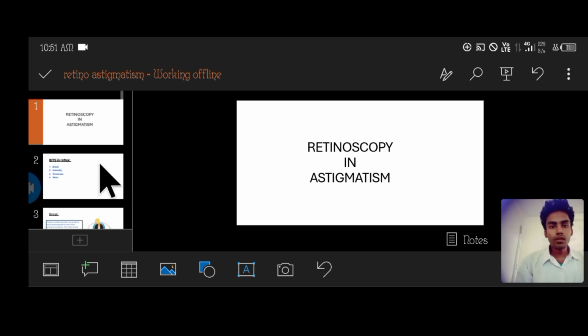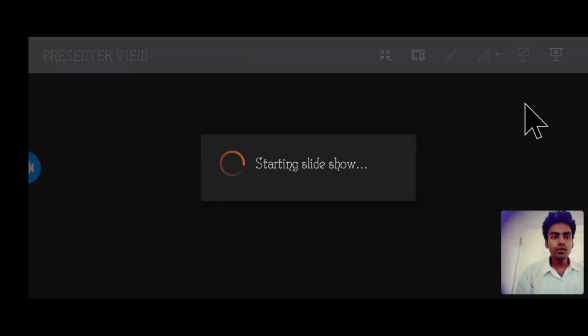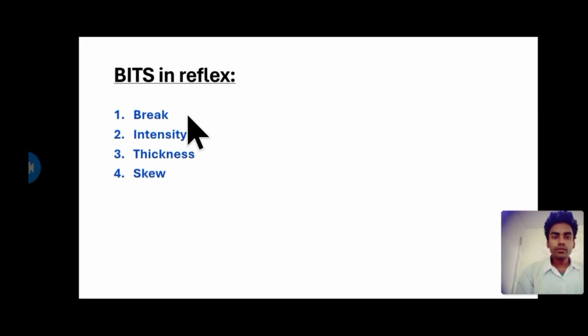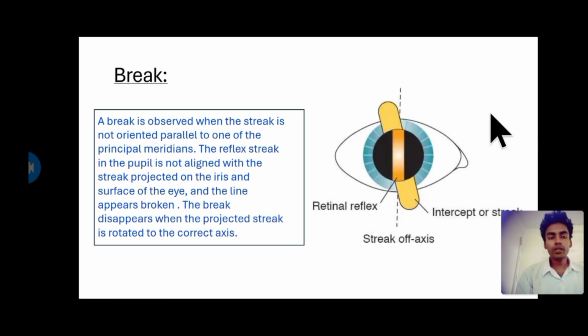In the next slide, these are the four characteristics of the retinoscopic reflex which will be found in case of astigmatism. Number 1 is the break, number 2 is the intensity, number 3 is the thickness, and number 4 is the skew movement. In short, these initial words are together called the BITS in the reflex. These are the characteristics of an astigmatic case when you are performing retinoscopy on a patient.